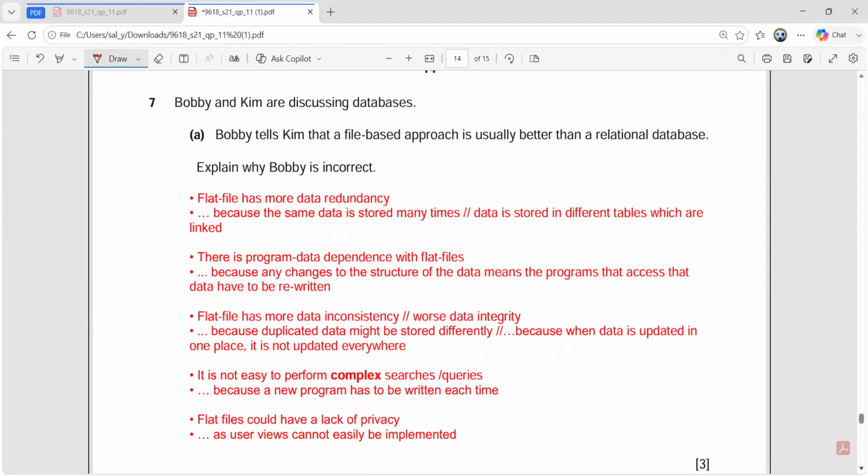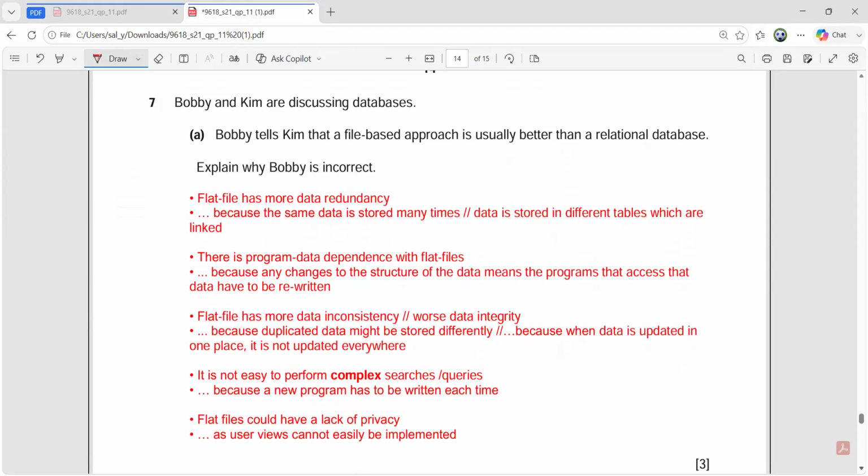Another point, a flat file has more data inconsistency as it does not result in data having integrity, because the duplication of data might be stored differently, because when data is updated in one place, it is not updated at each of the locations. It is not easy to perform complex searches, or queries are difficult to handle, because a new program has to be written each time you want to handle a query in a flat file approach.